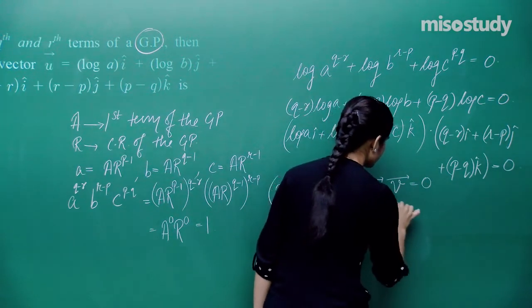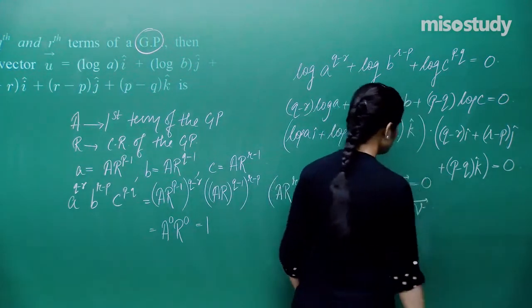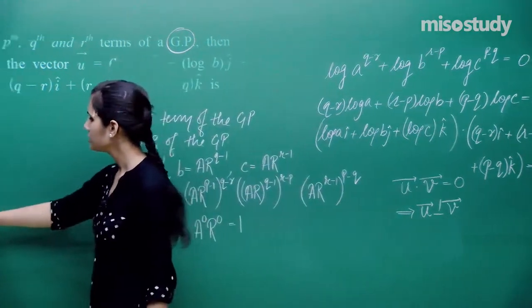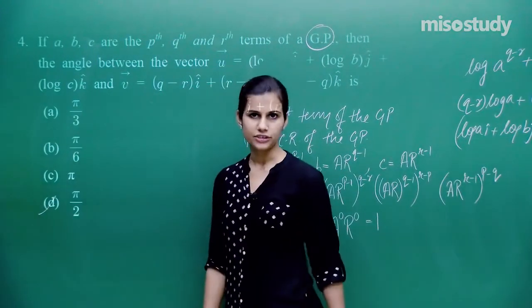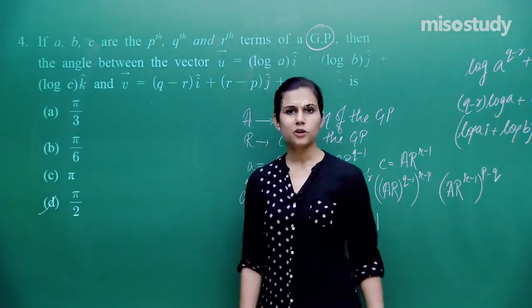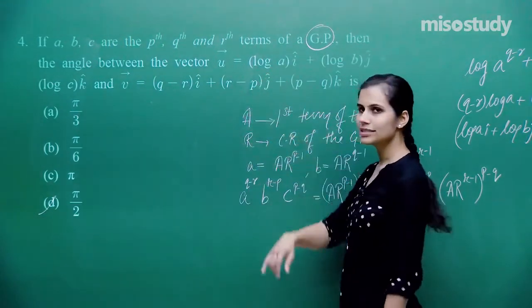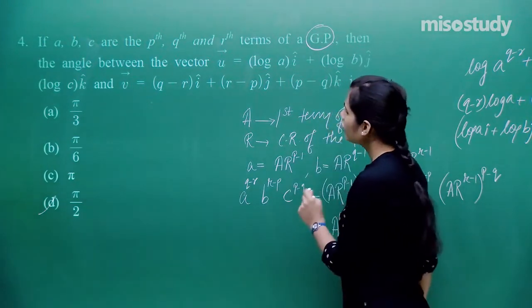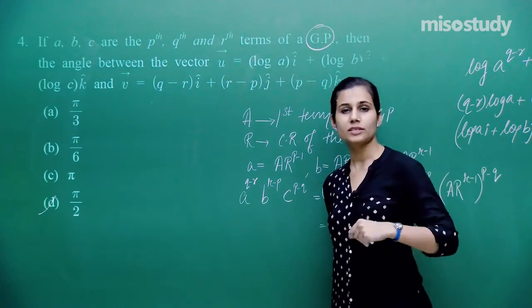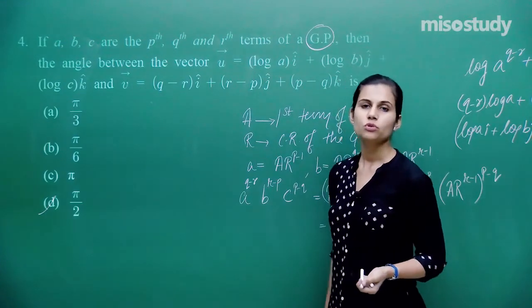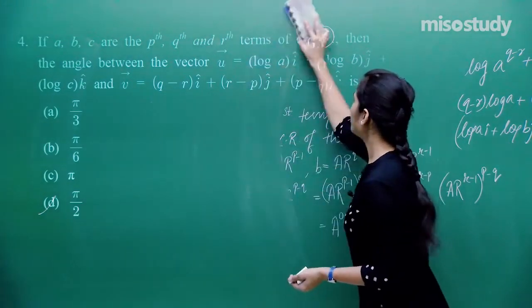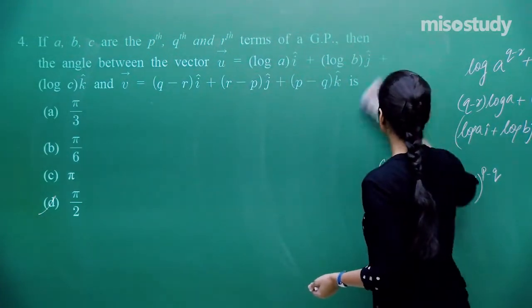This implies u and v are perpendicular. The angle between them is nothing but 90 degrees. So pretty easy question, just the inclusion of log was necessary and you have your answer. The very way of finding the angle between these two vectors was an indirect manner, which was to show that the dot product is 0. Clear? Let's move on to the next question.